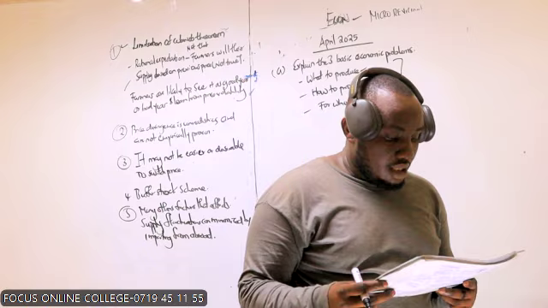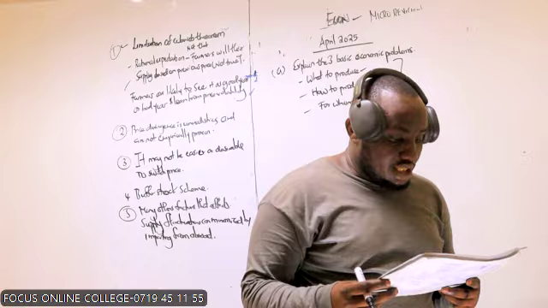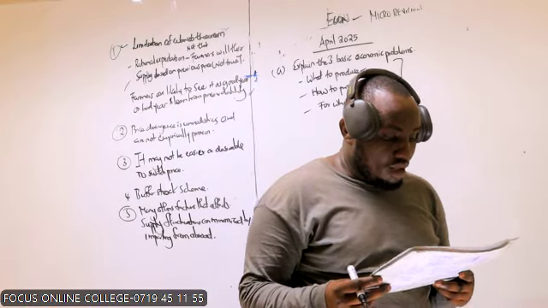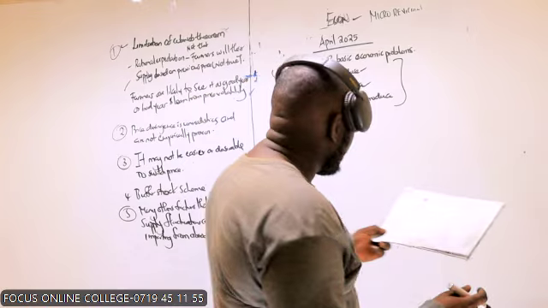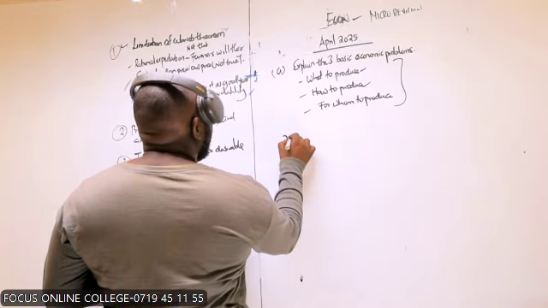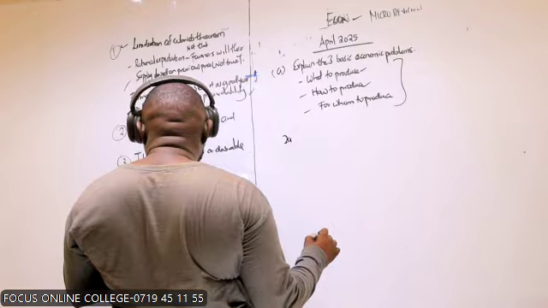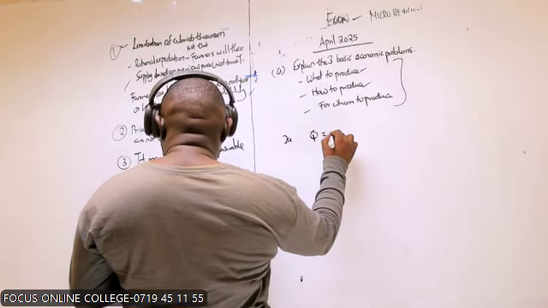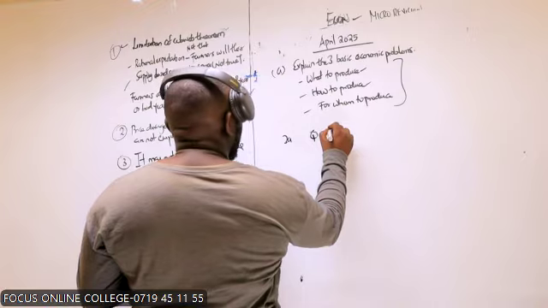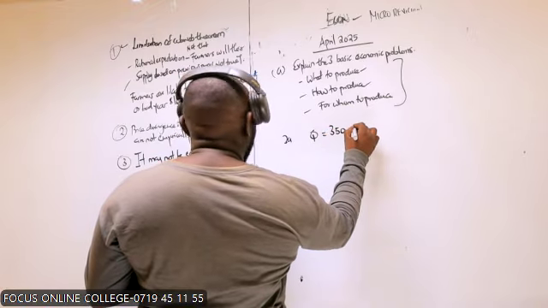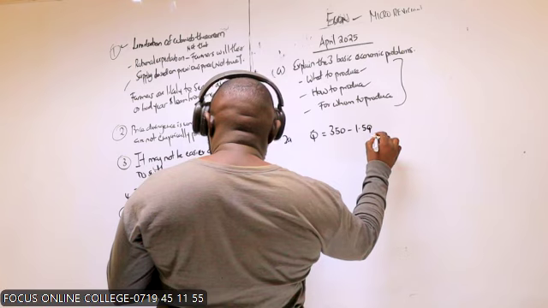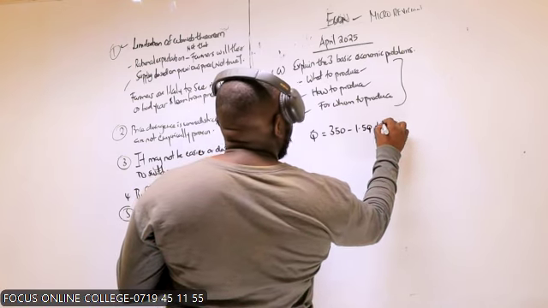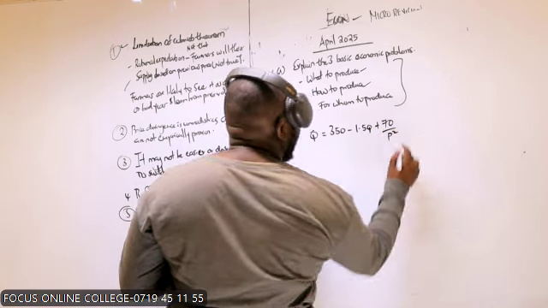Perfect. So then we have the next. Question 3A. Did you do this question 3A? We're being told that Q is equal to 350 minus 1.5Q plus 70 over P squared.